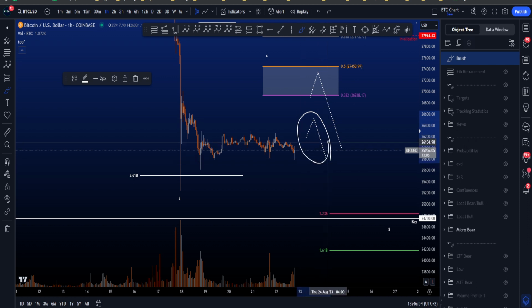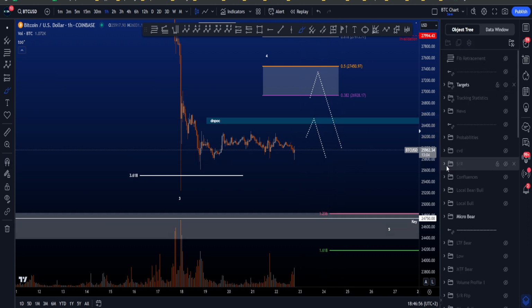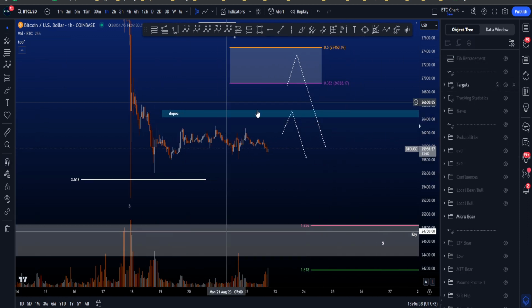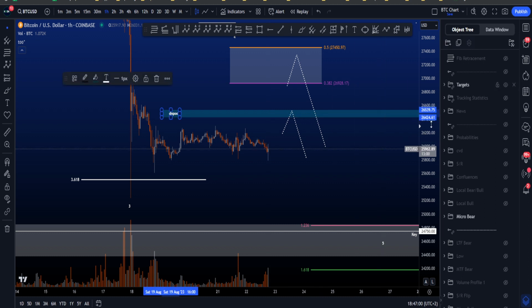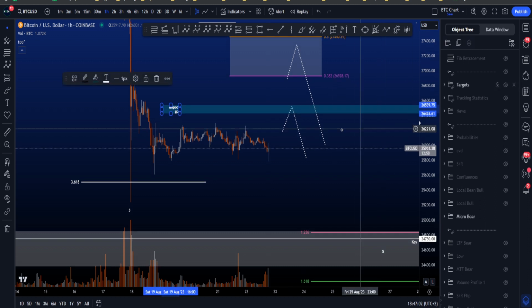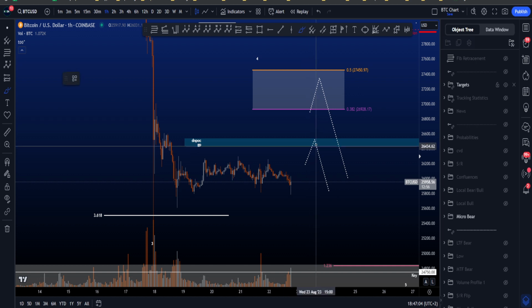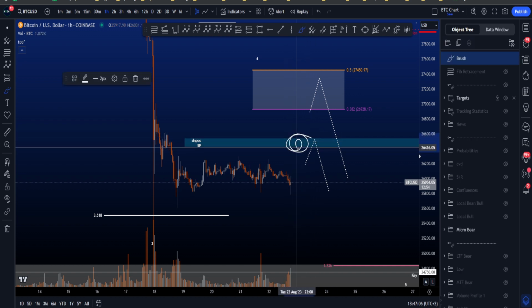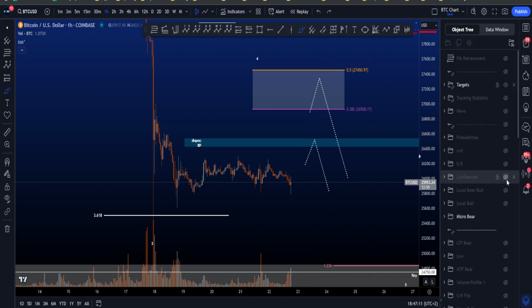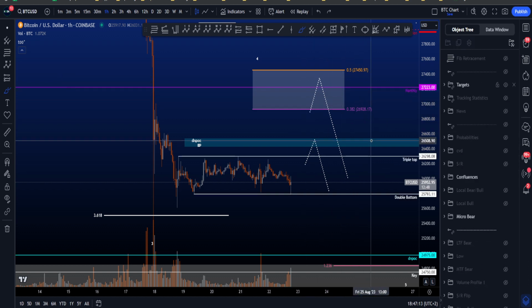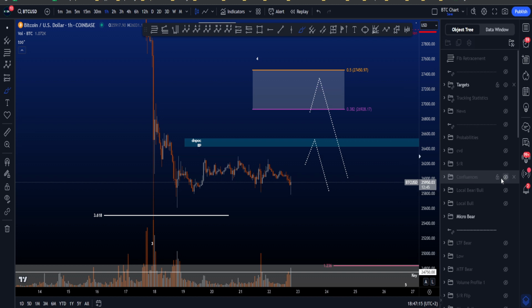The first potential area of rejection would then be the target area that I have over here, which is an important resistance area between 26.4k and 26.6k. And if price can manage to get through this area, the next area I'll be looking for is of course the 0.382, but also the monthly that we have over here at 27.2k.